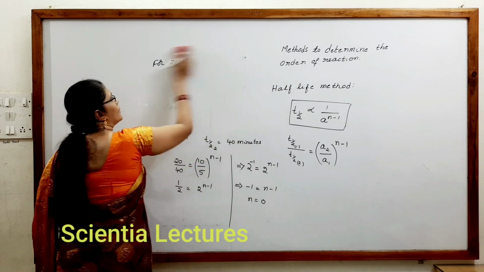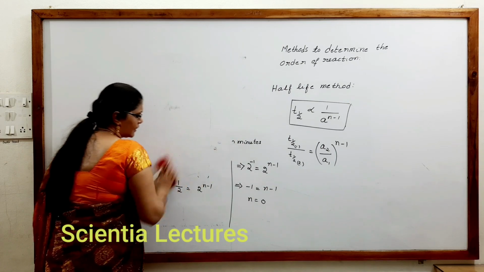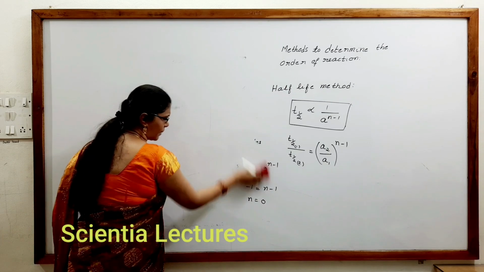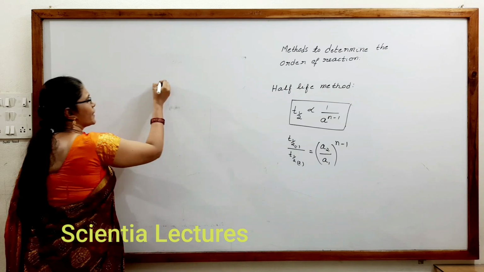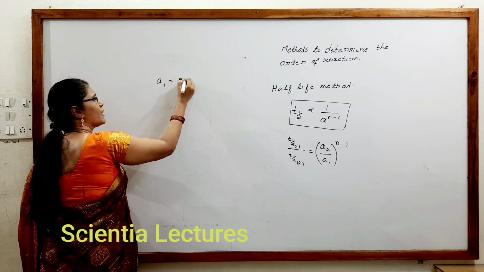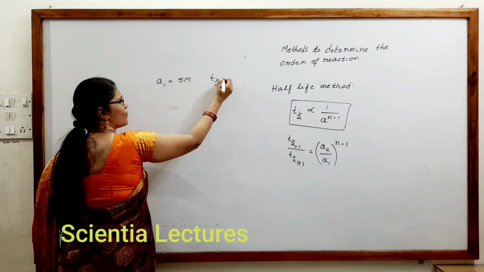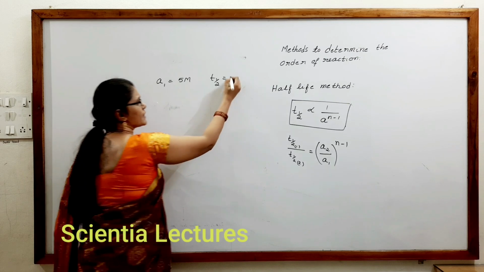Now, if the question says that if initial concentration is doubled, see, when concentration is 5 M, its T half is observed to be 20 minutes.